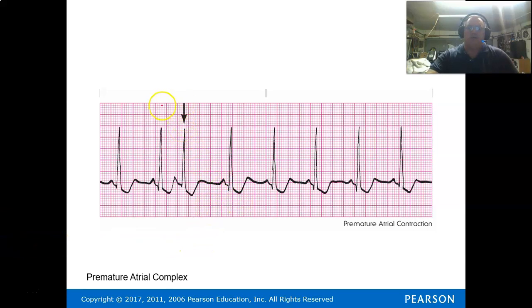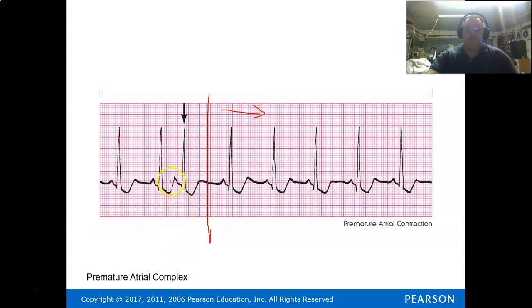So I want you to ignore this for just a second. Look at this part of the rhythm strip over here. Okay, we've got P wave, QRS, T. P wave, QRS, T wave. The T wave's inverted. That's okay. It's not a big deal. Okay, but look back over here.